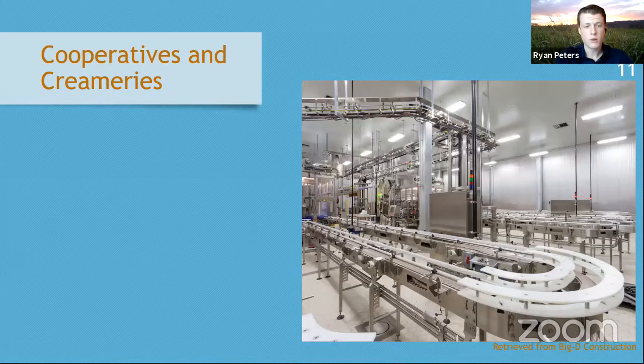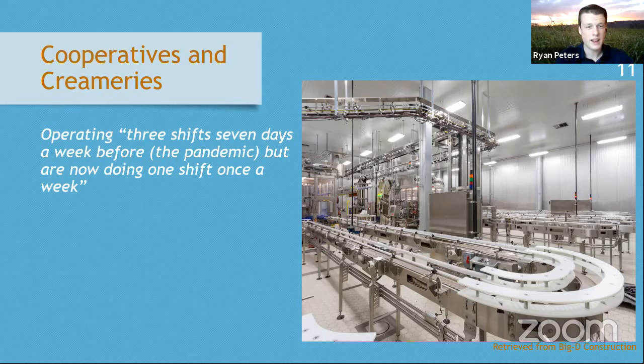Now, cooperatives and creameries who are serving food service markets have been devastated. Many processing plants for bulk products have completely shut down or reduced operations dramatically, such as one who said they were operating three shifts 7 days a week before the pandemic, but now they're only doing one shift once a week. This is a plant that makes small half pints for schools, but that's not in demand anymore.